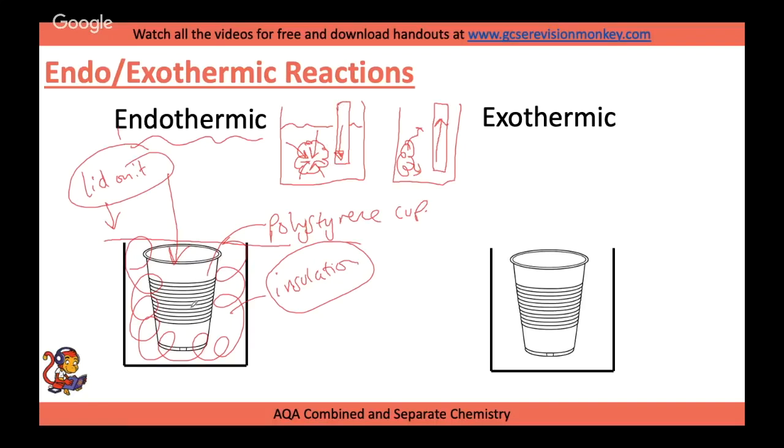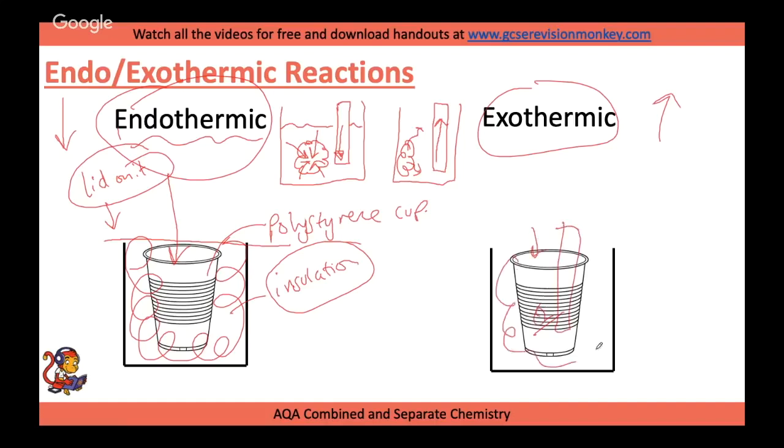So you'd measure the temperature before, put the reactants in, measure the temperature after, and you will have a temperature change. If it goes down, it's endothermic, and if the temperature change goes up, it's exothermic. And exactly the same thing in here, putting your reactants in, measuring the temperature before, and then surrounding it in insulation and putting a lid on top.